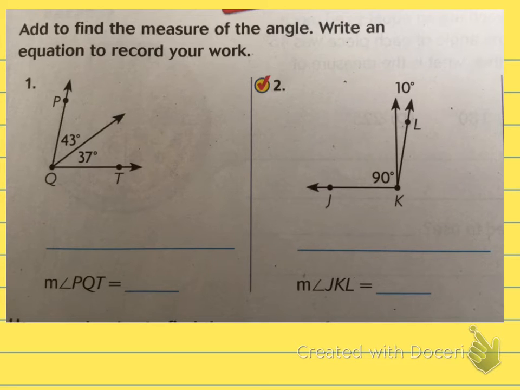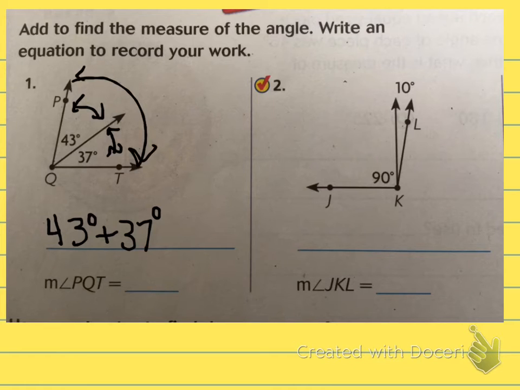Well, the first thing I'm going to do is add 43 degrees plus 37 degrees because these are parts of the entire angle. So 43 degrees plus 37 degrees equals 80 degrees. So the measure of angle PQT must be 80 degrees. Now, you try the next one.